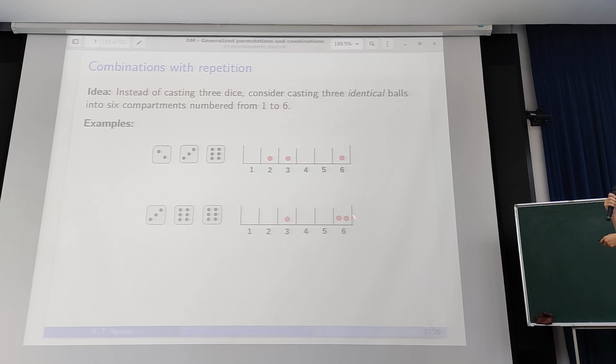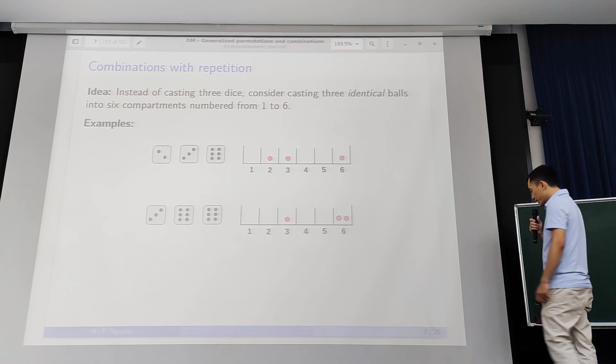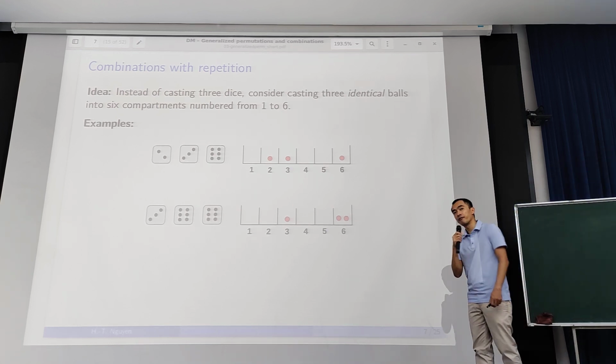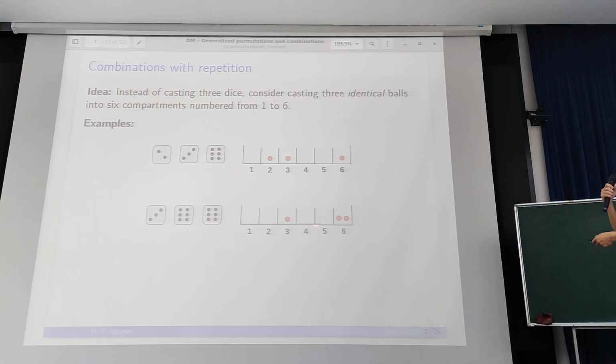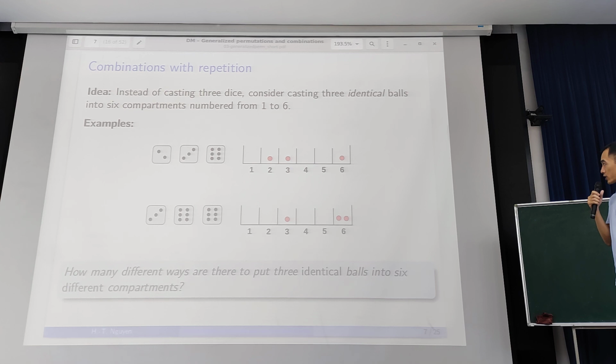So here, this is how we will transform our problem. Instead of 3 dice, now we have balls and boxes, and the question becomes: how many different ways are there to distribute 3 identical balls into 6 different boxes?